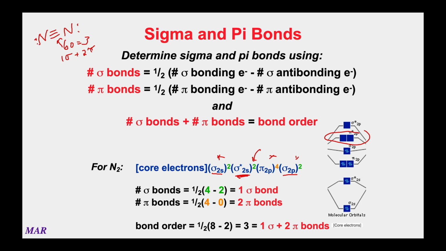So a bunch of things here. First of all, bond order still equals 1/2 (bonding minus antibonding). That'll give you a number. And sigma bonds, 1/2 (bonding sigma minus antibonding sigma) will give you the sigma bonds. Pi bonds, 1/2 (bonding pi minus antibonding pi) will give you the pi bonds. And if you've done it right, sigma plus pi will equal the overall bond order. That's a nice way to check yourself, all right?